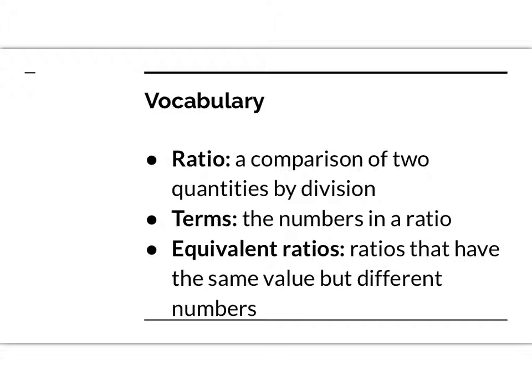Terms are the numbers in a ratio, and this word term is going to come up again when we get into algebra. But put that word in the back of your brain. You'll see term. Equivalent ratios are the same as equivalent fractions. And a ratio is a fraction, but it just has units in it. But for this lesson right now, we're only going to be dealing with the numerical parts of the ratio.